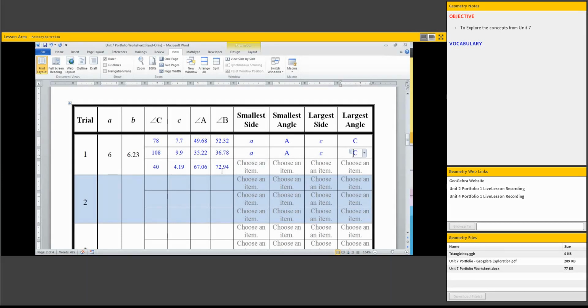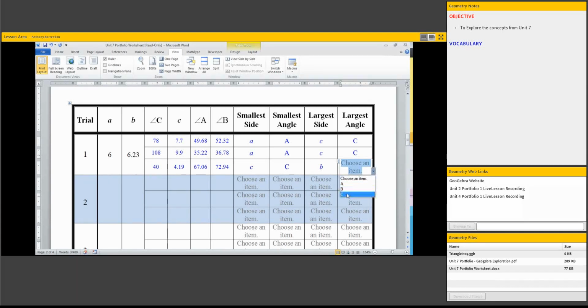So last one for this trial, I let C be 40 degrees, so now I'm looking at this, and okay, now I have 3 sides, 6, 6.23, and 4.19. What's the smallest one? Well, now the smallest one is the 4.19, so now that's C. And what's the smallest angle? I have angle C at 40, angle A at 67.06, and B at 72.94. Looks like angle C is the smallest angle. For the largest side, 6.23 is bigger than the other two, so B is the side that's the largest. And the angle that's the largest, 72.94 degrees for angle B.